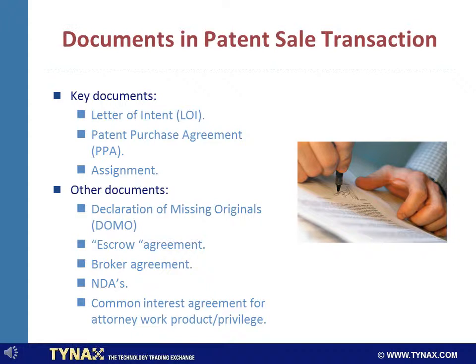A broker agreement is used to engage the brokers and intermediaries who negotiate the transaction on behalf of the buyer and the seller. Confidentiality agreements are almost always present when patent rights are negotiated, and non-disclosure agreements are often signed by the buyer, the seller, and others involved in the transaction. Common interest agreements are used where attorneys are involved and designed to protect the attorney work product, to prevent the information being discovered by an opposing party in a patent infringement case or another lawsuit.